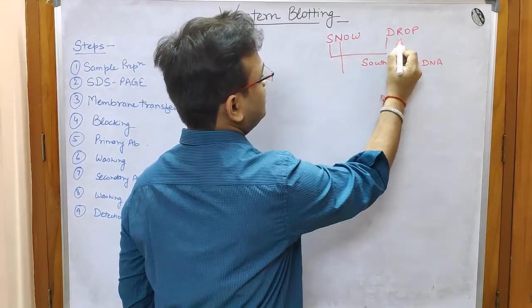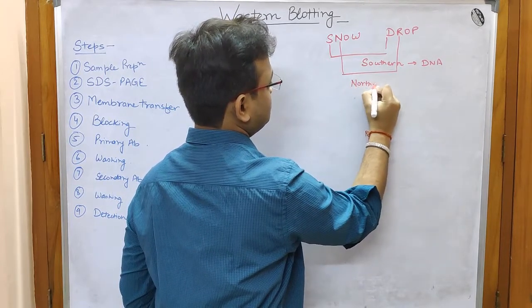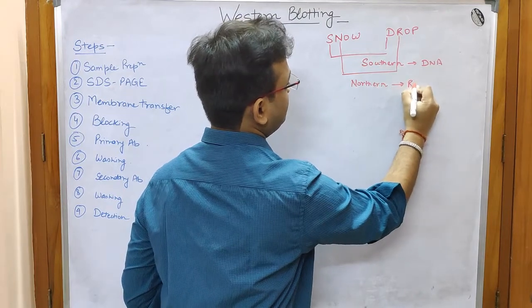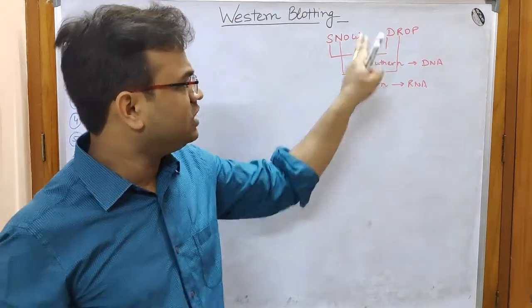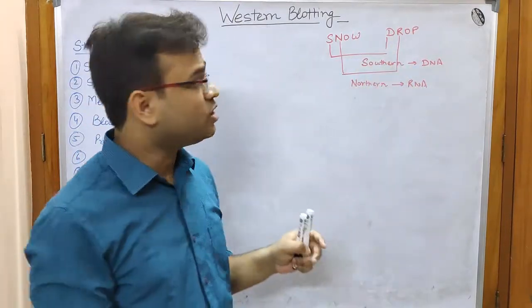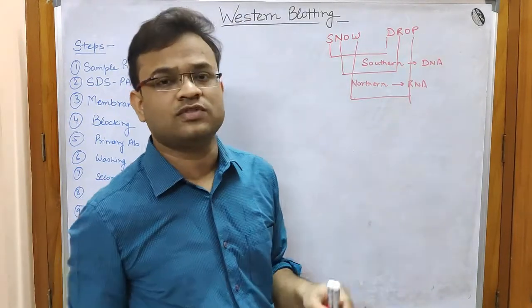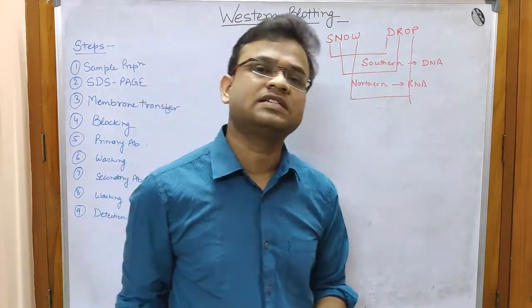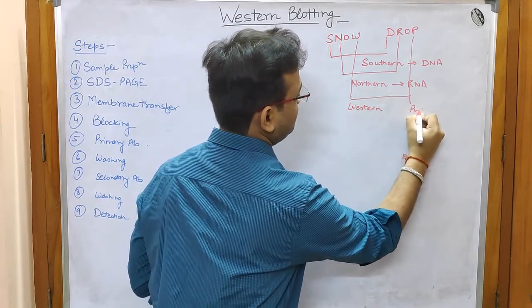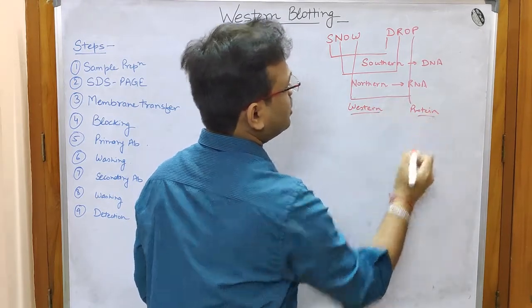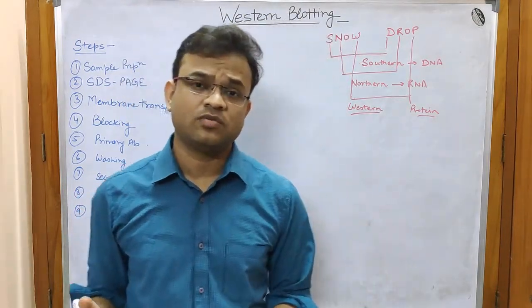If you match N and R, then Northern is used for RNA, and the O is present in both of these words, so you do not need to worry about that. Only the last, W, can be matched with P. W stands for Western and P stands for protein. So with these two words you can learn what Southern blotting, Northern blotting and Western blotting are used for.